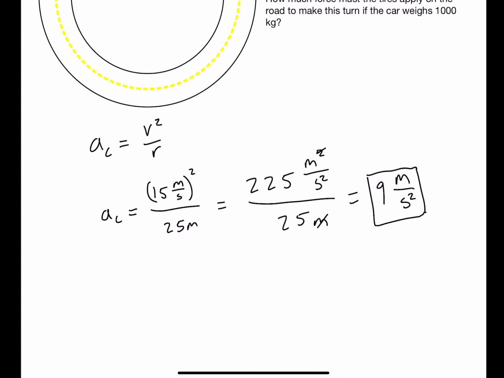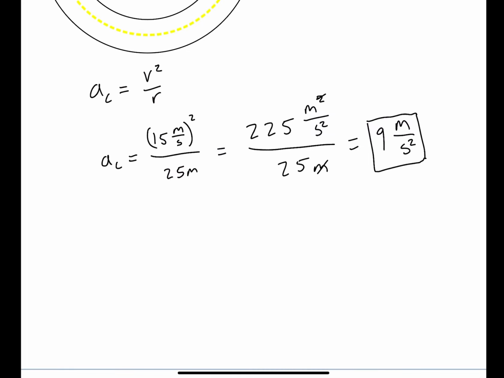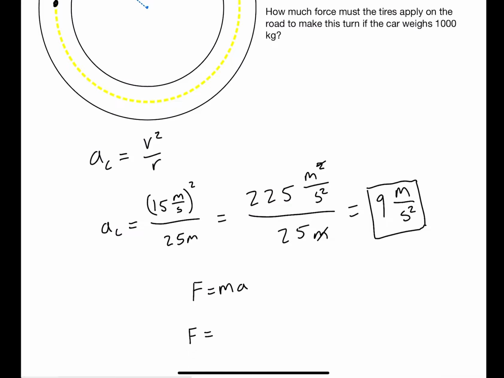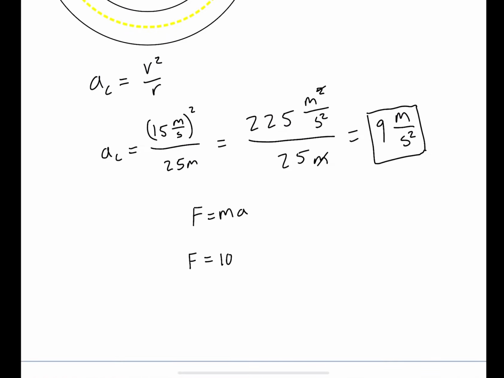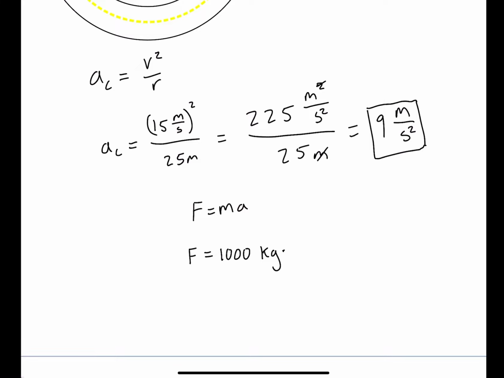Okay, so now let's find the force. As we know, we can write out our equation. F equals M times A. So we're looking for the force. This is going to equal the mass of our car, 1,000 kilograms, times the acceleration that we calculated in our previous question, 9 meters per second squared.